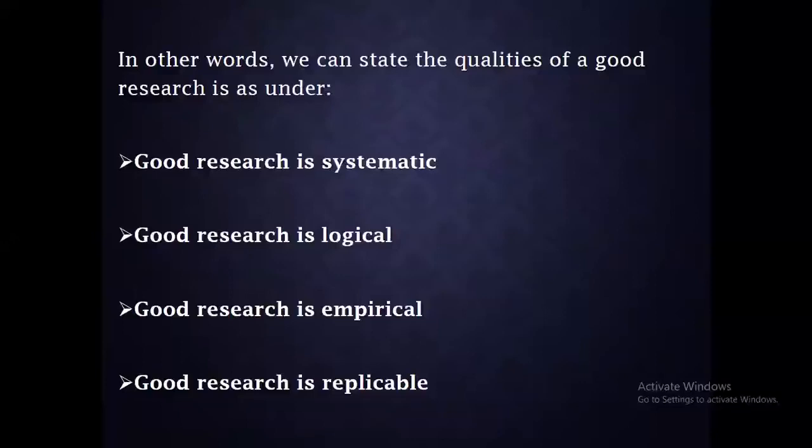In these four ways we can say that good research is systematic. Systematic means a proper process. The researcher must follow a proper process, go through it, and at the end he will get the result, and he has to define that proper process which he has followed. That's why good research is systematic. Systematic things you will have to follow.